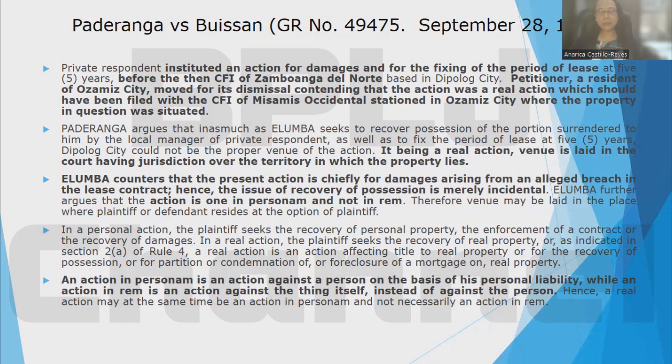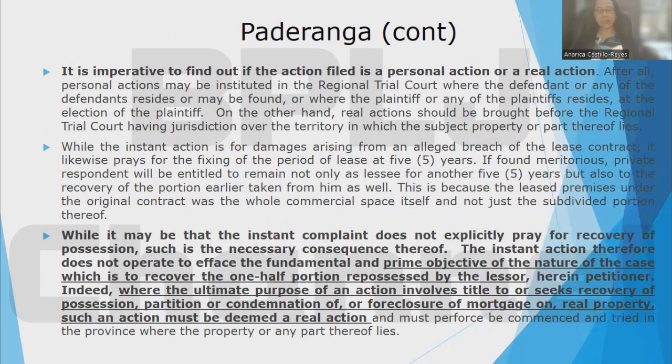Okay, an action in personam is an action against a person on the basis of his personal liability, while an action in rem is an action against the thing itself instead of against the person. So it is imperative to find out what kind of action is involved in this case. While it may be that the complaint does not explicitly pray for recovery of possession, it is the necessary consequence thereof.